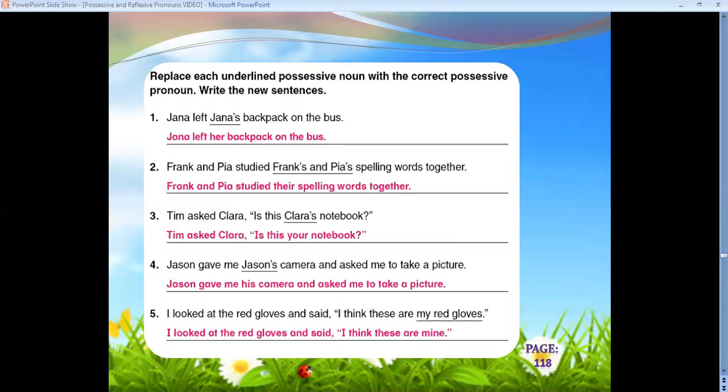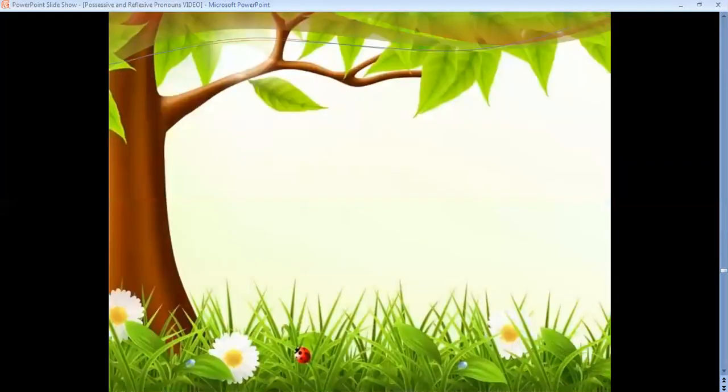Okay? Mine. I don't need a what? I don't need a noun after it because here I have to replace all the words, my red gloves, and I need to replace the noun too. See, I don't need a noun, so I have to use a possessive pronoun. Okay? Let's check. Jana and her. Frank and Pia their. See? Great.